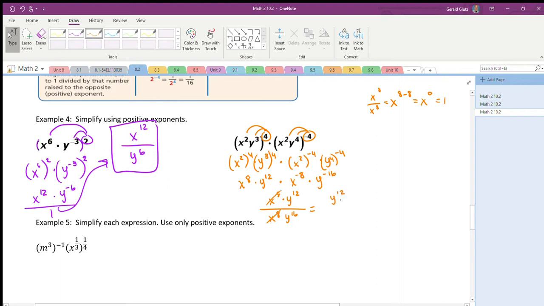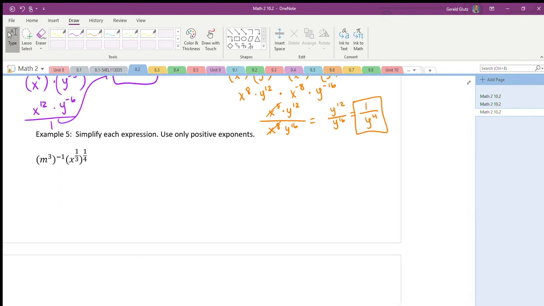So y to the 12th divided by y to the 16th. Which exponent is bigger, 12 or 16? The one on top or the one on bottom? The one on the bottom. What's the difference between 16 and 12? Well, that'd be 4. So that means y stays on the bottom. The difference between 16 and 12 is 4. And then this one goes away, so I'll just put a 1 up there since there's nothing else.